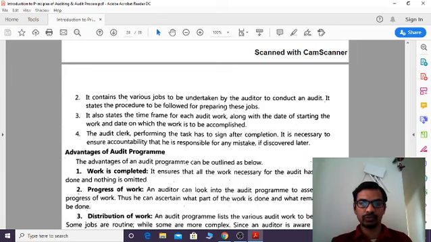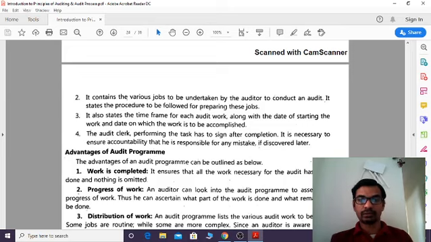The next, third one: it also states the time frame for each audit work, along with the date of starting the work and the date on which the work is to be accomplished. It means it is a kind of timetable that the auditor has to follow while doing the audit work. It states a time frame for the particular work, that when that work should start and when that work should be completed. So it is a kind of timetable.